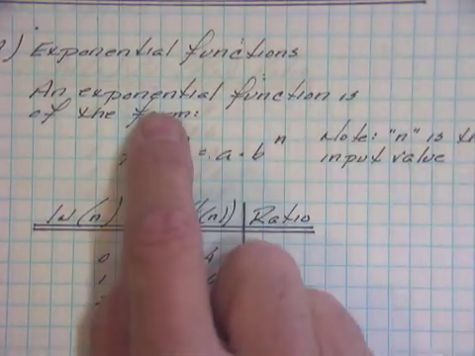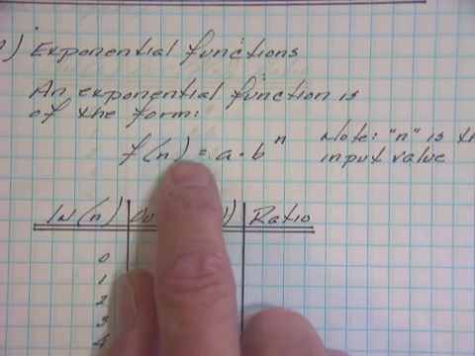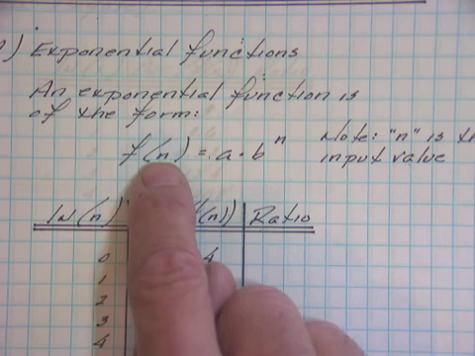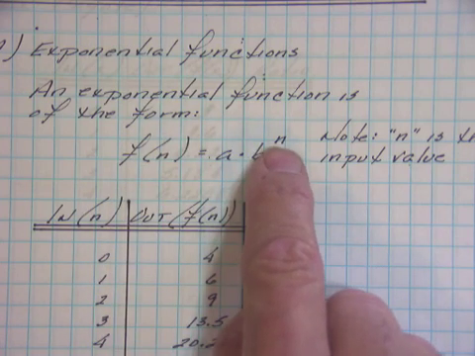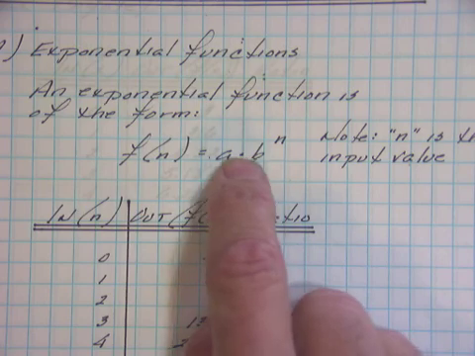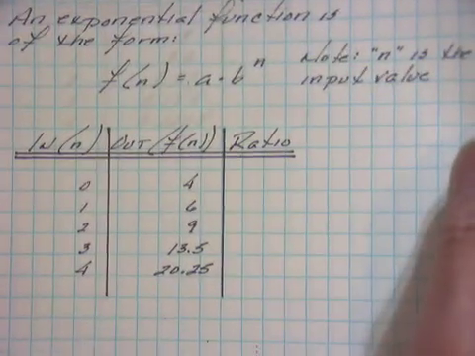Very quickly, an exponential function is of the form, or looks like, f of n equals a times b to the nth power. Now notice that the input n value is the exponent on the b. Now a and b can just be variables or just numbers, okay? This will become very obvious when we look at this example here.